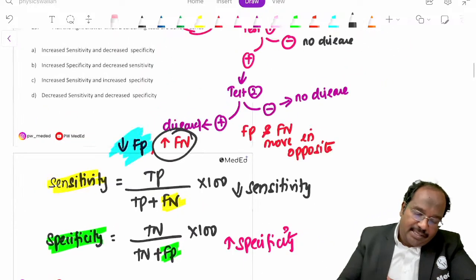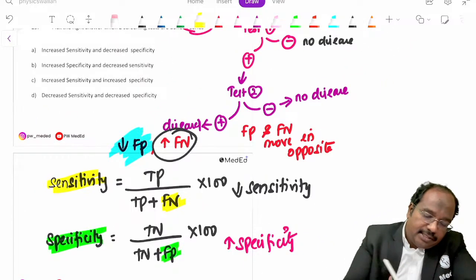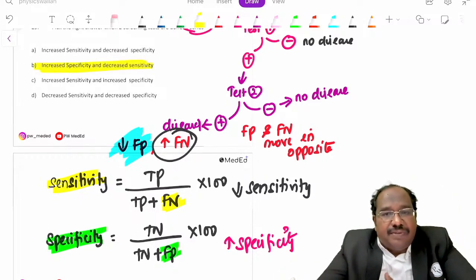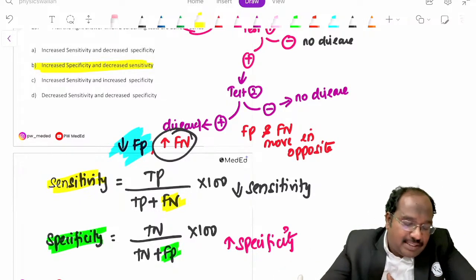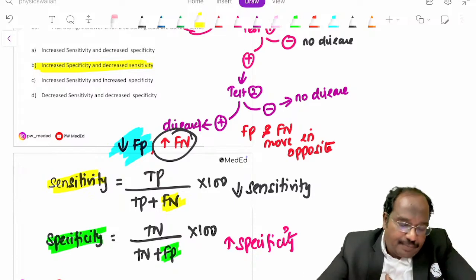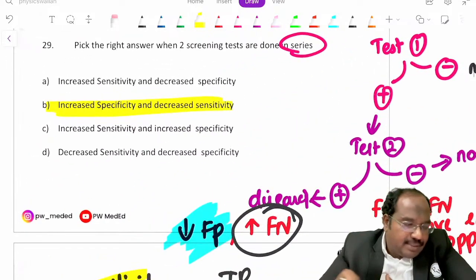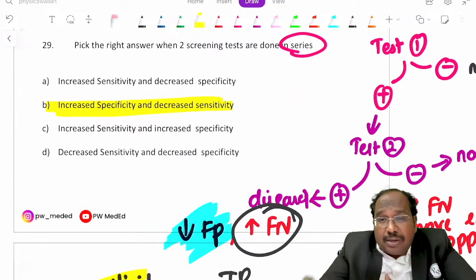So what is the answer here? Yes, this is the answer here: increased specificity and decreased sensitivity. I'm repeating again, it's a simple concept. Okay, what is the concept here?